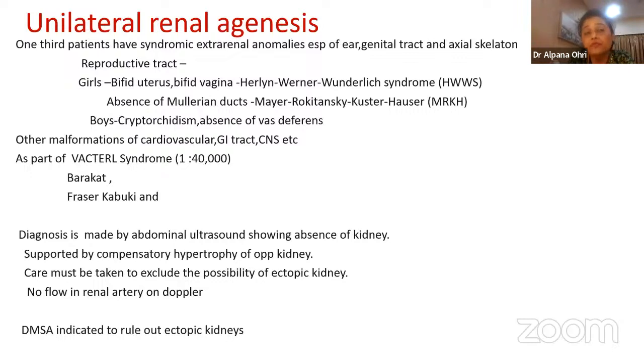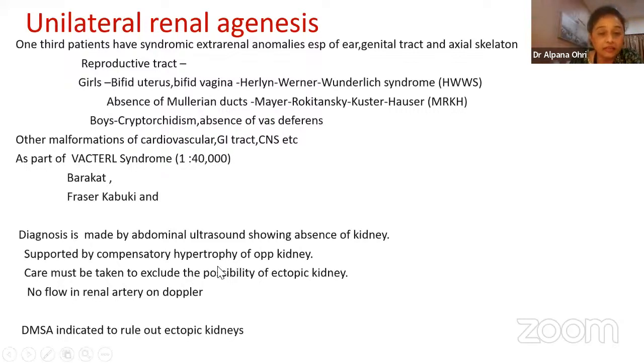And when certain types of these malformations are present together, they may fit into a phenotype of these particular syndromes also. Besides this, even cardiovascular, GI, and CNS malformations are known, and a lot of syndromes have been described with renal agenesis and all these malformations.